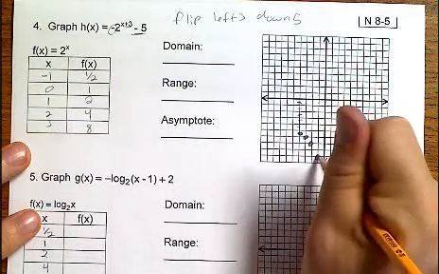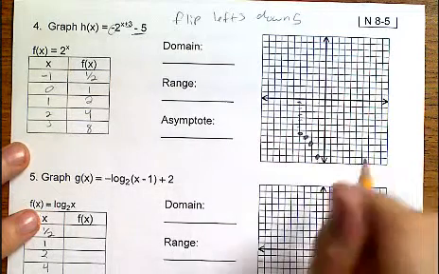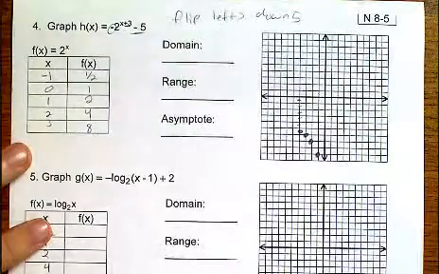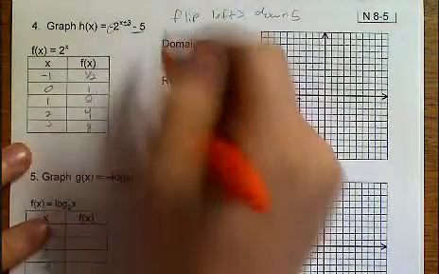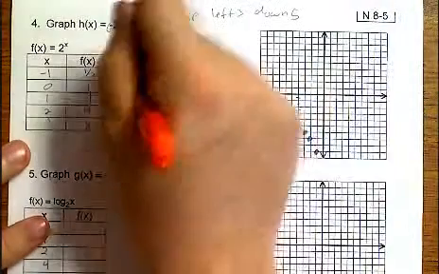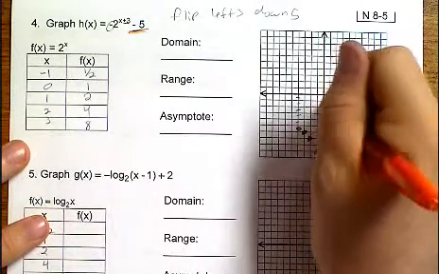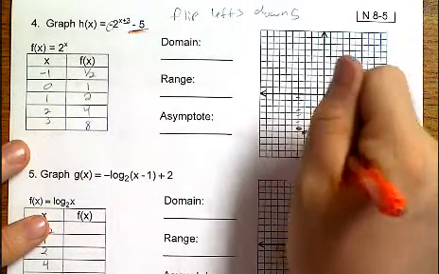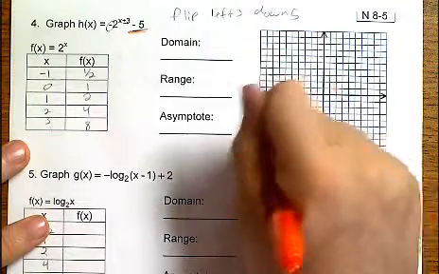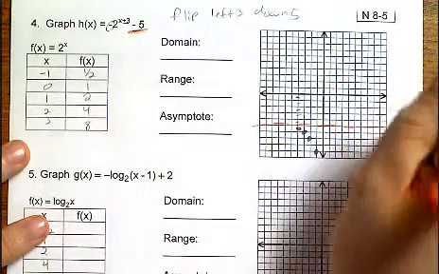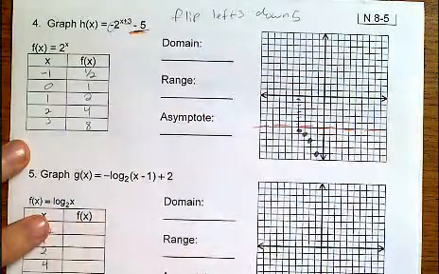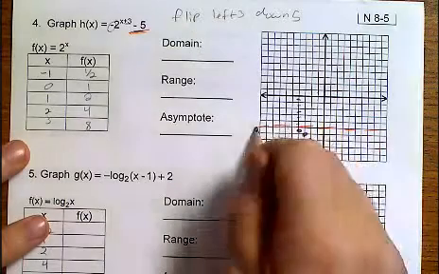And you can probably already tell that we've run out of space for our next one. Well, our asymptote also moves down 5. So we draw our line.